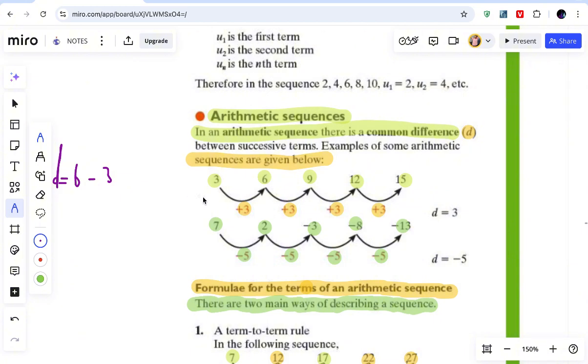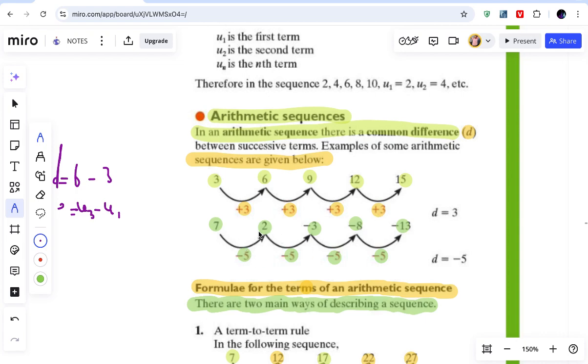Is that okay? Same with third minus second. So you can say D is also the third term, U3 minus U2. You get the same thing, the common difference. Because if you say 9 minus 6, you get 3. 12 minus 9, fourth minus third, you also get the same common difference. Fifth minus fourth, you get the same common difference.